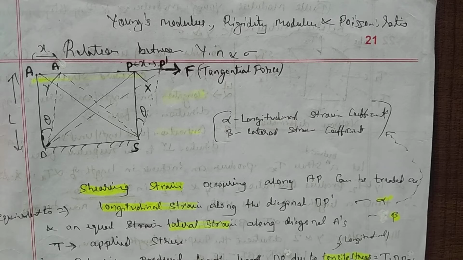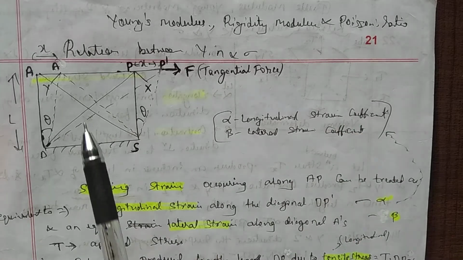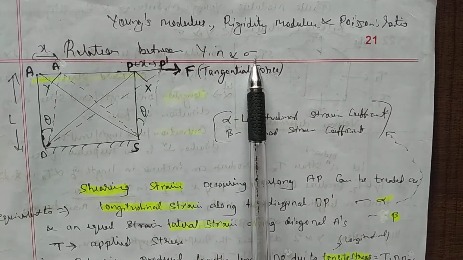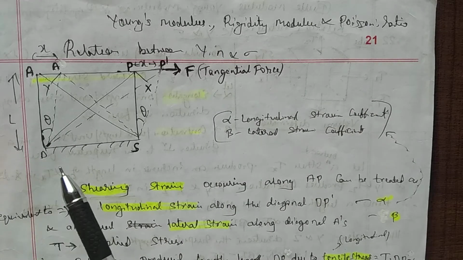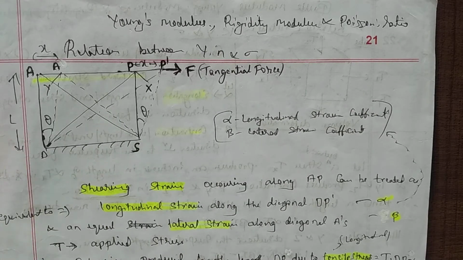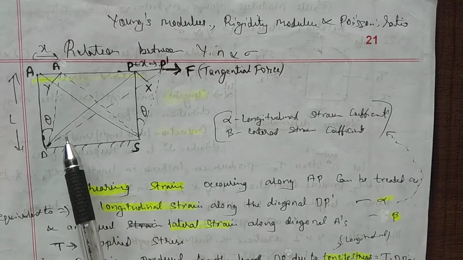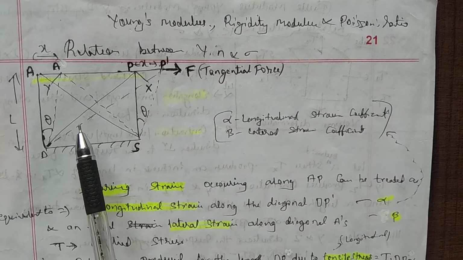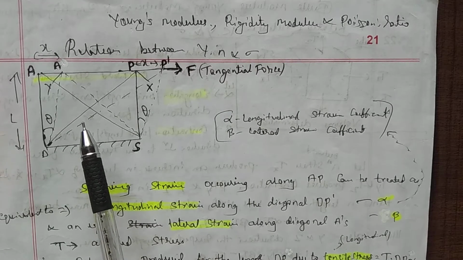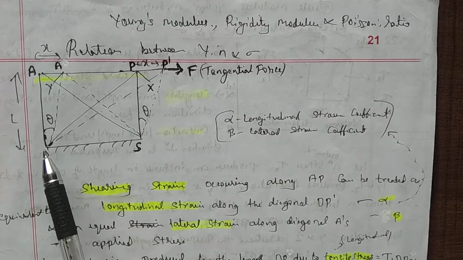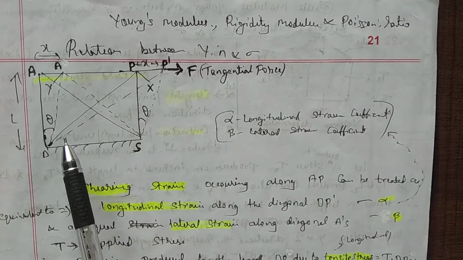Today we are going to discuss the relation between the Young's modulus, rigidity modulus and Poisson's ratio, that is the relation between Y, N and sigma. Now continuing with the previous session, that is the relation between the shearing strain, elongation strain and the compression strain. The same concept we continue.